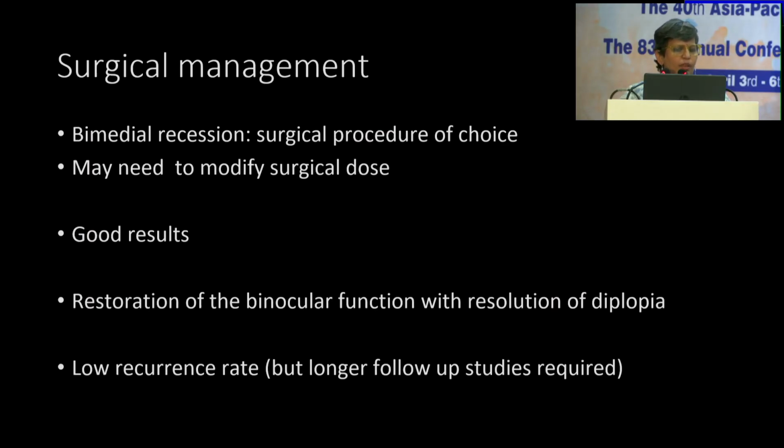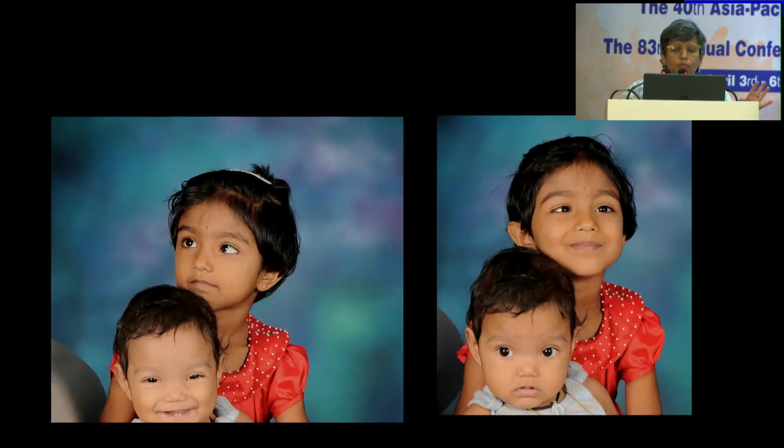Surgical management: again, bimedial recession is the surgical procedure of choice. You may need to modify the surgical dose because in these cases of acute acquired esotropia, the effect of surgery on the medial rectus is slightly lower than what our normal tables suggest, and probably you have to slightly modify the surgical dose. Results are good, and restoration of binocular function and resolution of diplopia occurs in most of the patients. Recurrence rate is low, but longer follow-up is needed.